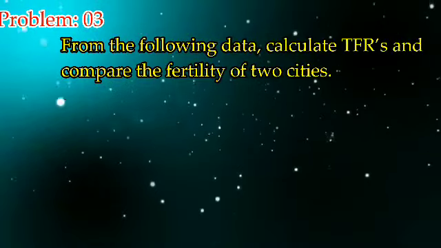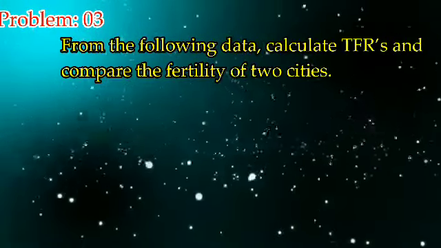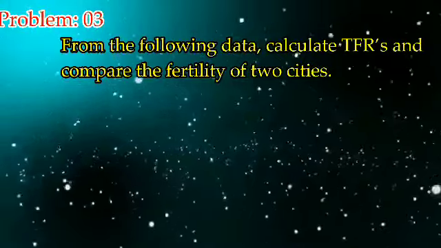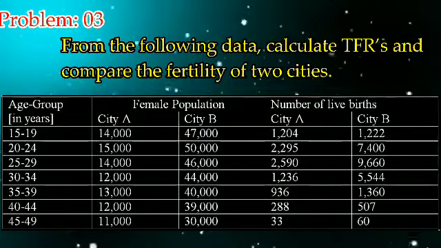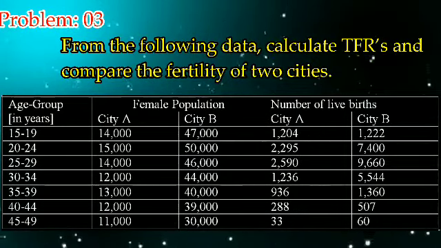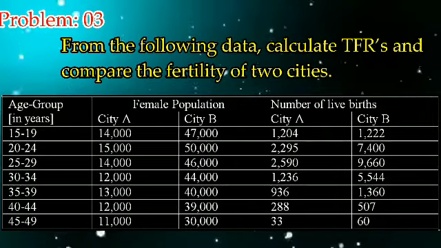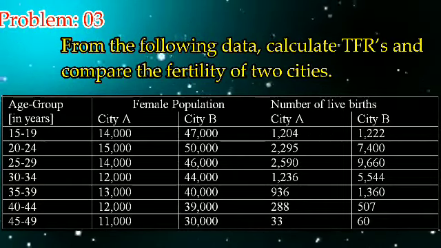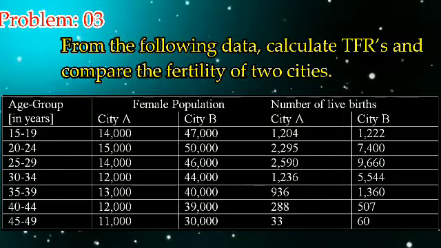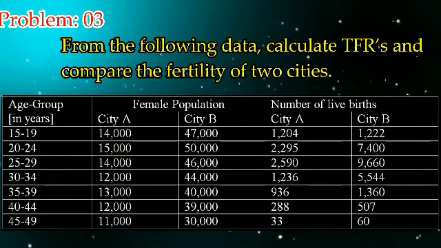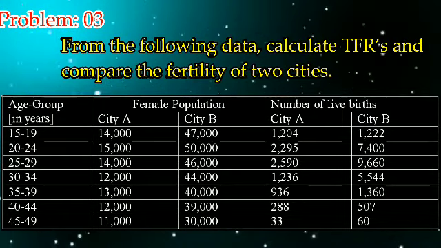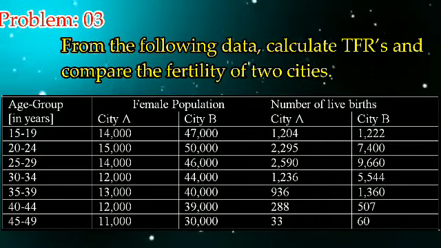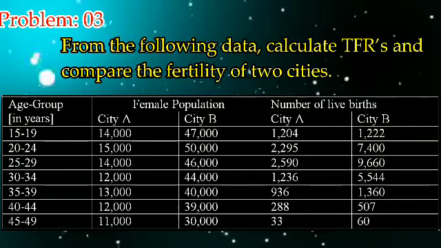Next problem. From the following data, calculate TFRs and compare the fertility of two cities. The data is given. Your question is to find total fertility rate for both the populations. Here two cities are considered, city A and city B. Your question is to find the fertility rate and compare both the cities based on their fertility rate.